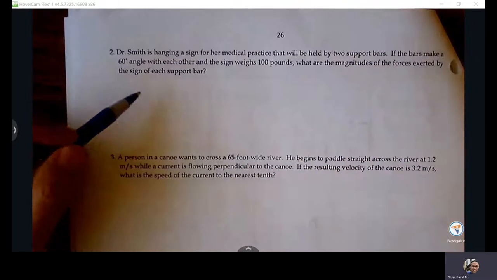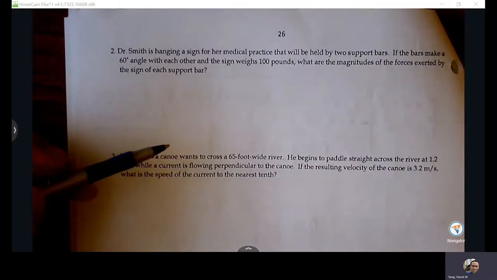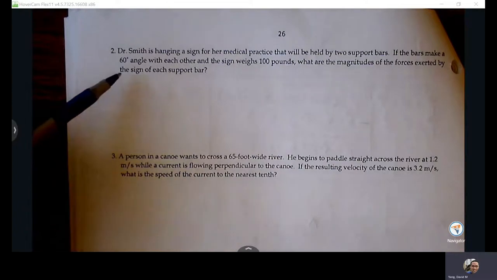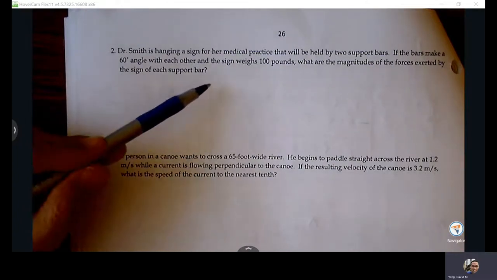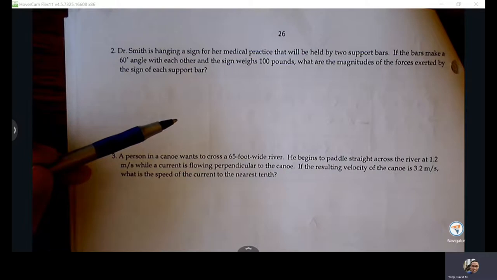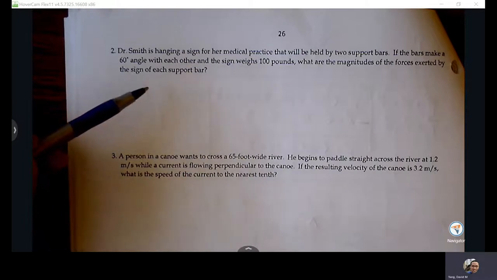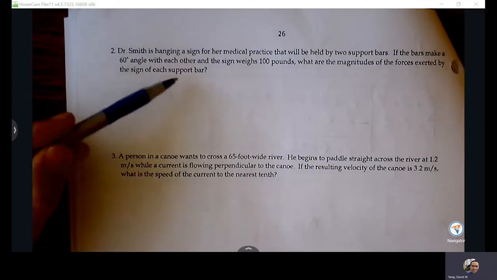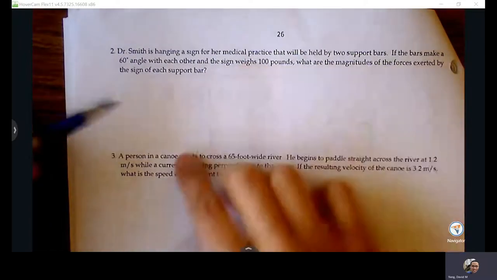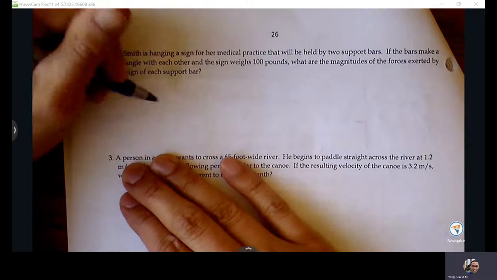Okay, Dr. Smith is hanging a sign for her medical practice that will be held by two support bars. If the bars make 60 degree angle with each other and the sign weighs 100 pounds, what are the magnitudes of the forces exerted by the signs of each support bar? So again, we're looking for the hypotenuse, which is the diagonal support bars.